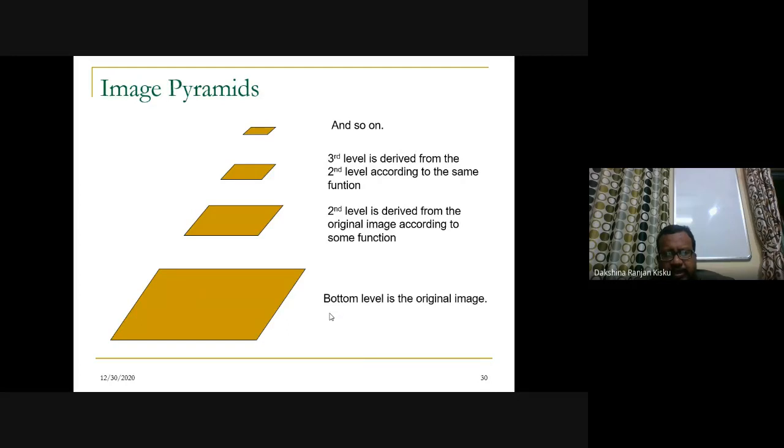Now the idea begins with the image pyramids. Now what is an image pyramid? If we consider an image which is given at the bottom level, this is called the original image. From this original image we will obtain another image in the second level, according to some function. Initially we don't have any information about which function we are using to obtain this derived image at the second level from the original image. At the third level, we can obtain another image which is derived from the image in the second level.